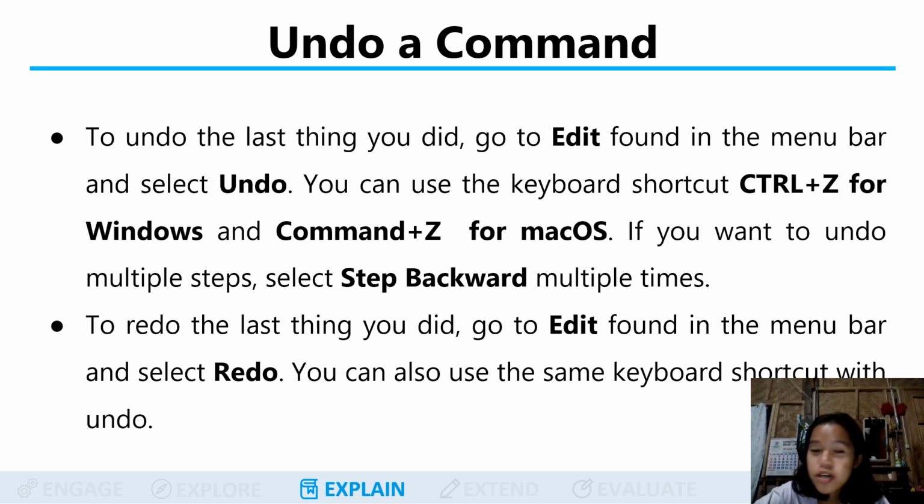Next is undo a command. To undo the last thing you did, go to Edit, found in the menu bar, and select Undo. You can use the keyboard shortcut Ctrl-Z for Windows and Command-Z for Mac OS. So if you want to undo multiple steps, select Step Backward multiple times. So to redo the last thing you did, go to Edit, found in the menu bar, and select Redo. You can also use the same keyboard shortcut with Undo.